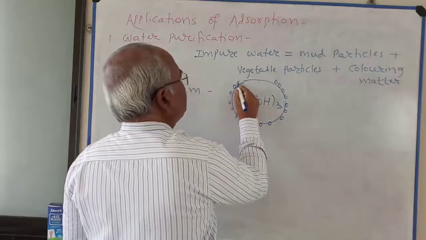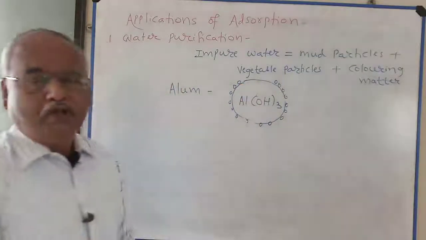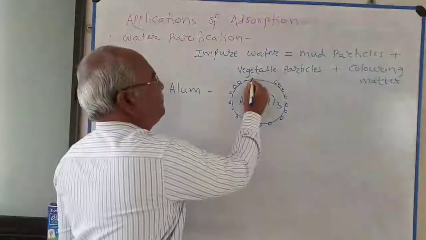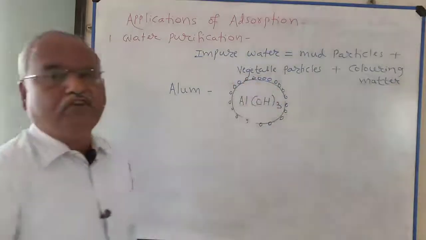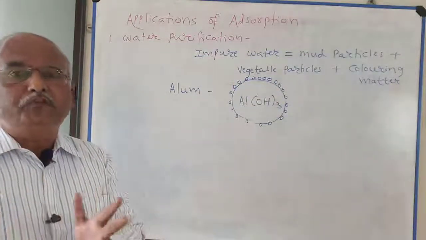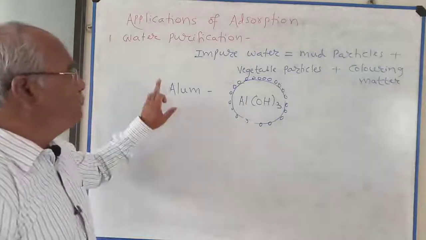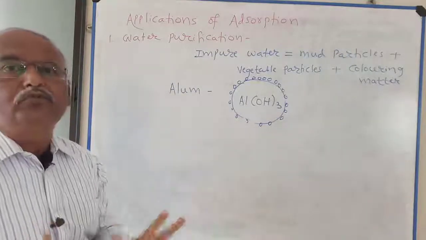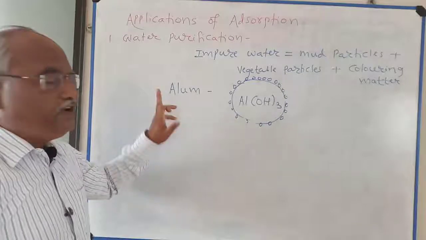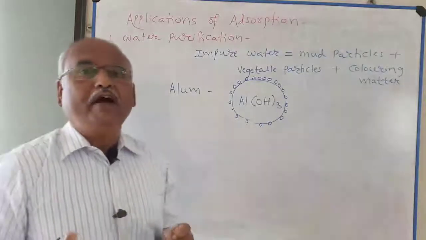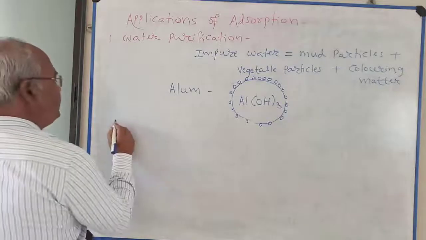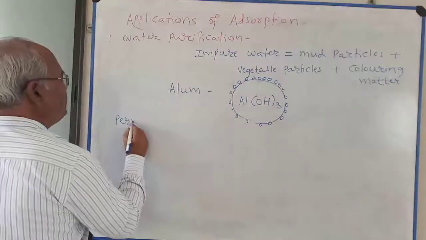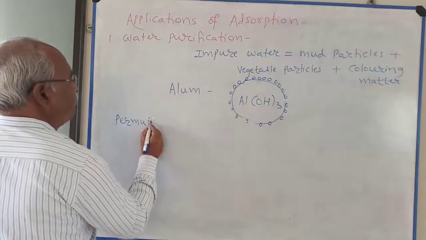This molecule becomes heavy and settles down, and water gets purified. So by using alum, म्हणजे तुरटी, we can purify impure water. There is one more technique known as permutit process.